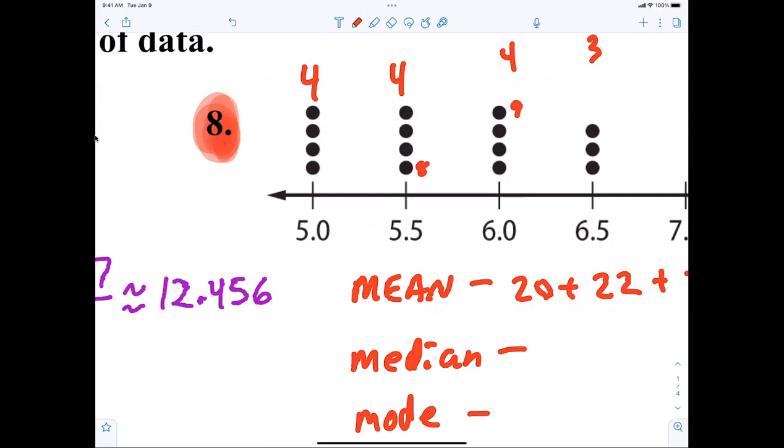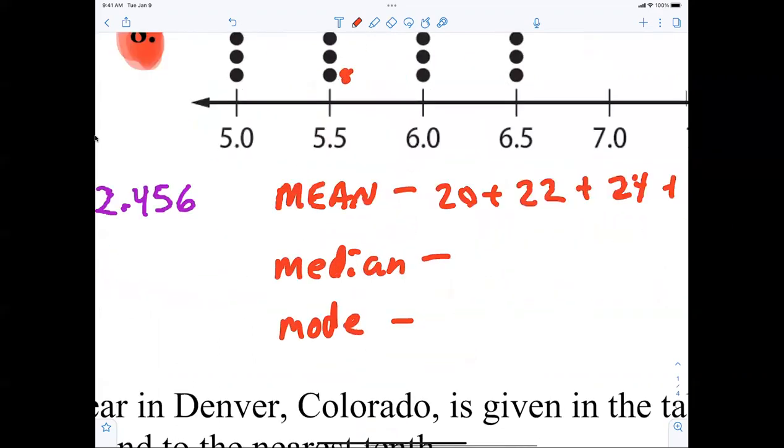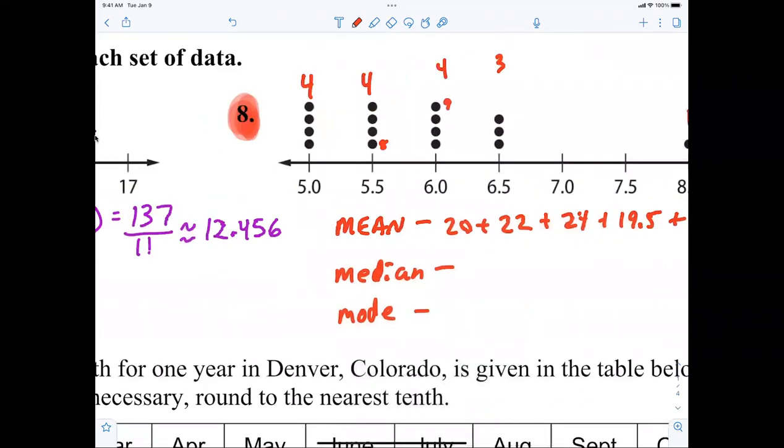So I take the average of 5.5 and 6. And what is the average of 5.5 and 6? 5.75. If you got that right, pat yourself on the back. Good job.